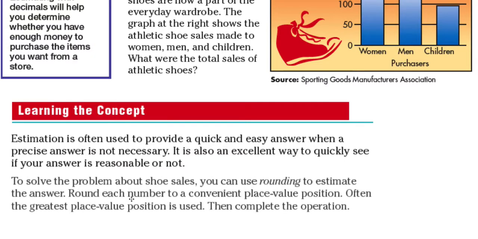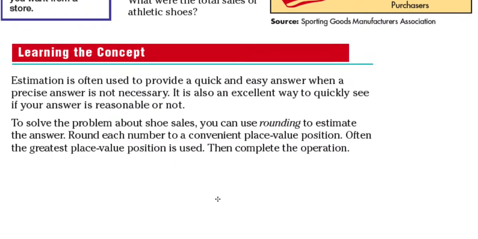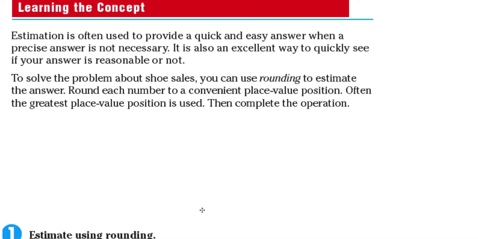So, to solve the problem about the shoe sales, you can use rounding to estimate the answer. Round each number to a convenient place value position. When you say convenient, that means it's easy for you to do in your head. Often the greatest place value position is used, then complete the operation. So when you're rounding, more often than not, the greatest place value position is used.